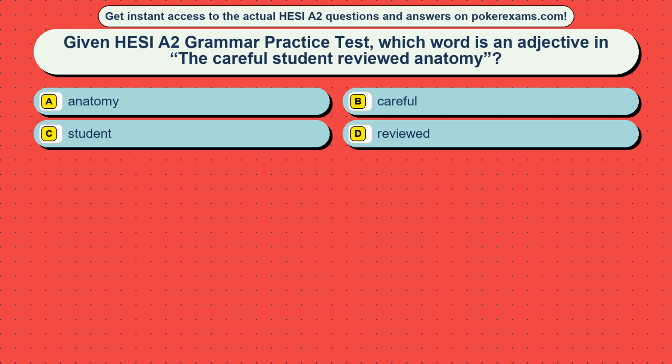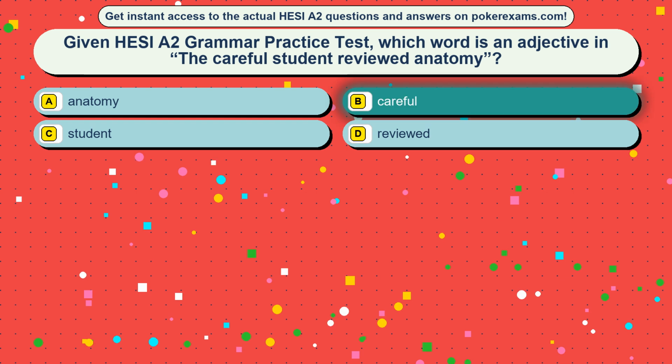Question 28. Given HESI A2 grammar practice test, which word is an adjective in the careful student reviewed anatomy? Option A, anatomy. Option B, careful. Option C, student. Option D, reviewed. The correct answer is option B, careful.